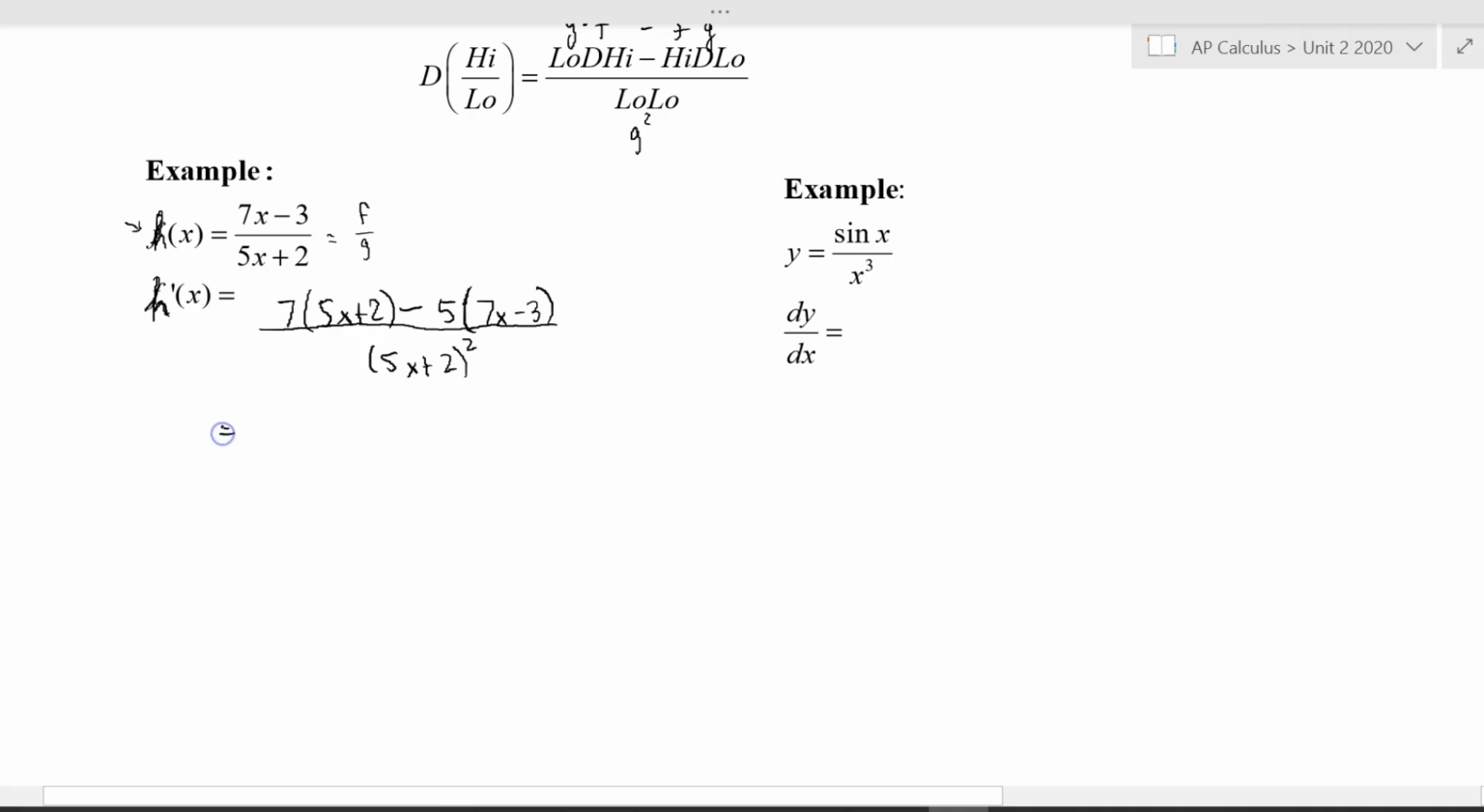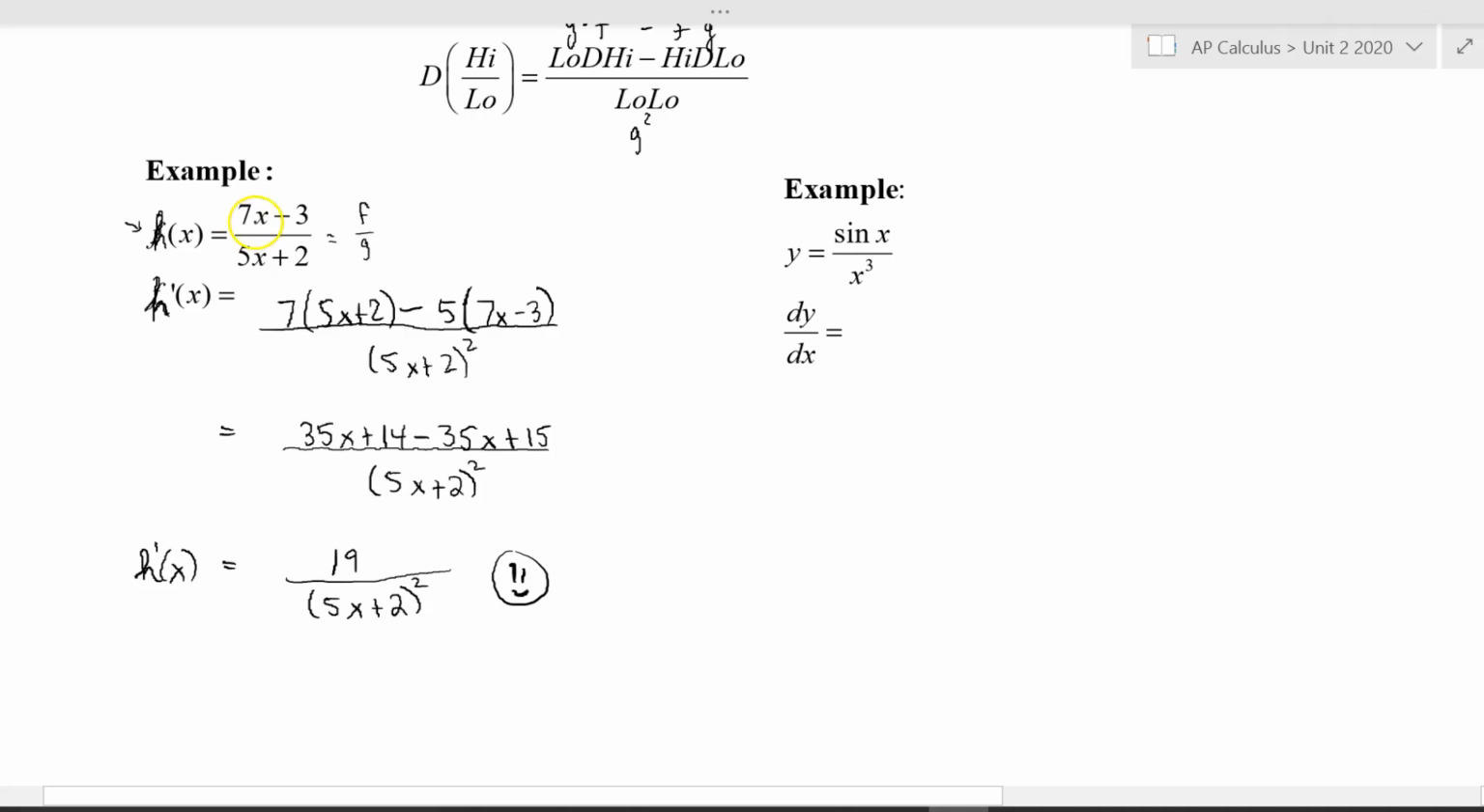And that'll all be over 5x plus 2 squared. Okay? With some distribution and simplifying up top, it gives us 35x plus 14 minus 35x plus 15. And what you'll see there is that the linear terms will cancel out. The 35x minus the 35x. And then the 14 plus 15 will give us 29. Okay? And we can leave our answer just like that. You don't have to FOIL the bottom. Actually, I encourage you not to FOIL the denominator. Okay, so leave it just like that and we'll be happy.